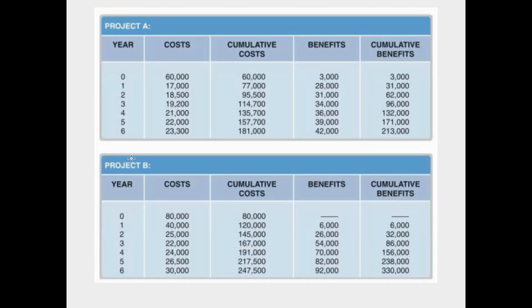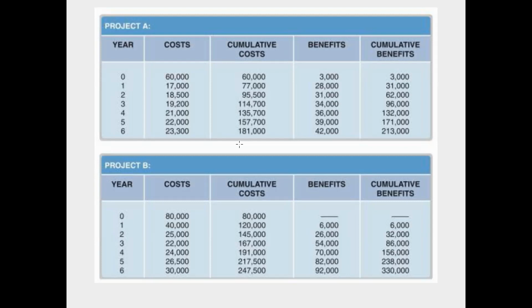Okay, now let's try to understand what is in the table. So we have project A. Initially, you will see the cost is 60,000. That means after the start, especially system development, you have to spend some money. So initially it will be a huge amount, but gradually you can see the numbers are declining. But still, you have to pay some money, which is added to the cumulative cost like this.